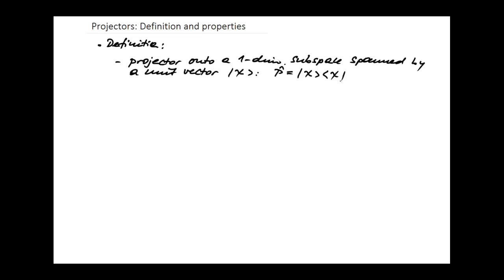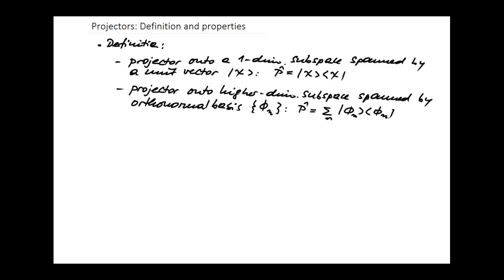If, on the other hand, you have a higher dimensional space onto which you want to project, so you have a projector onto a higher dimensional subspace, spanned now not by a single unit vector, but by some orthonormal basis, let's say phi n, then the projector becomes the sum over n, and now again the ket-bra phi n phi n.